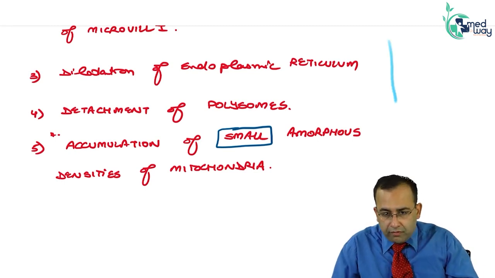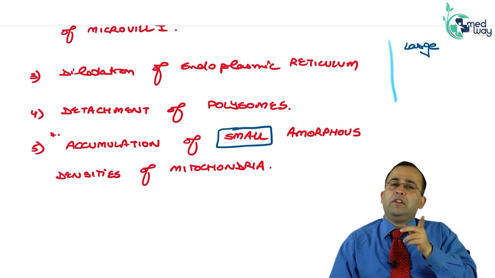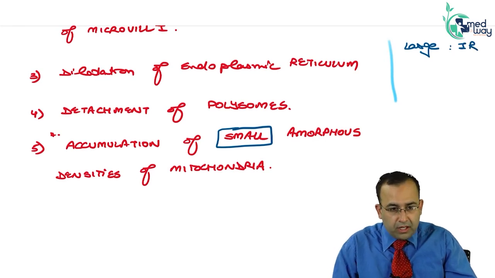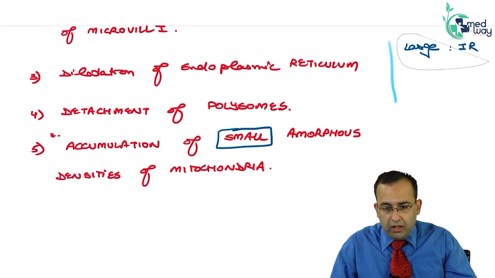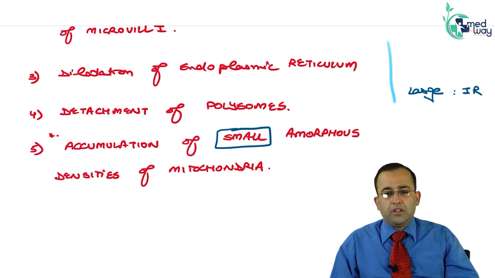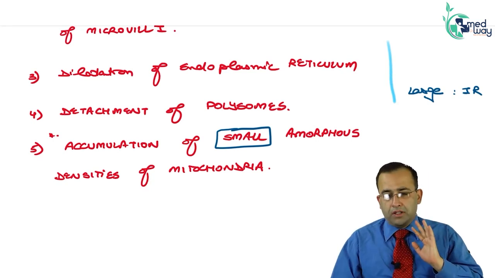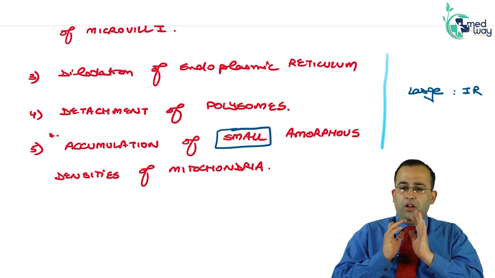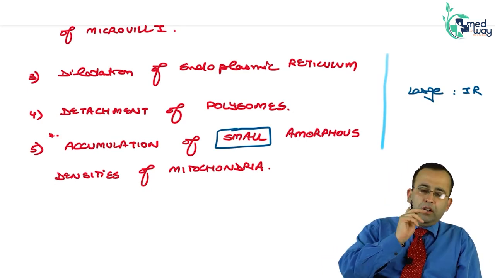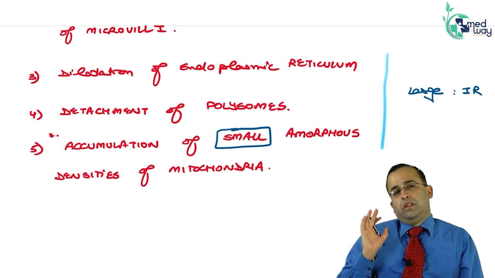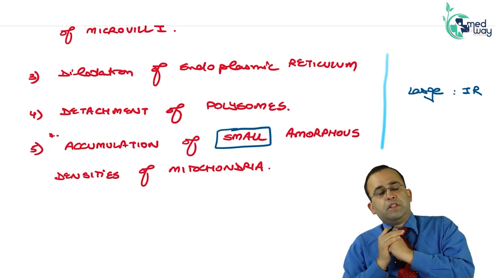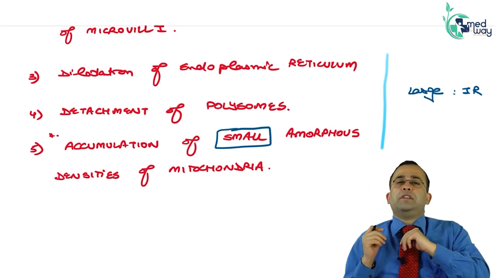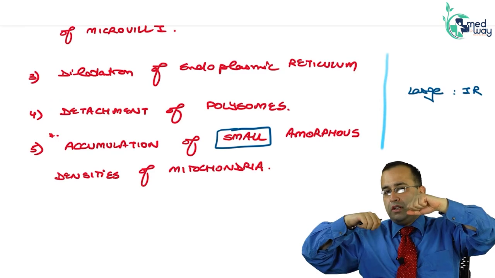Versus if the amorphous density is large, then it is irreversible cell injury. Now my question to you is, small or large नहीं लिखा है, only amorphous density लिखा हुआ है. It is just written presence of amorphous densities in mitochondria. What will you mark? Reversible या irreversible? It is irreversible cell injury, क्योंकि amorphous density large भी हो सकती है ना.